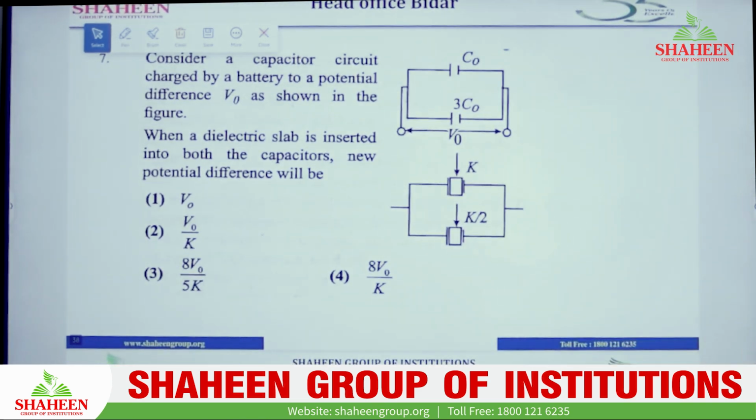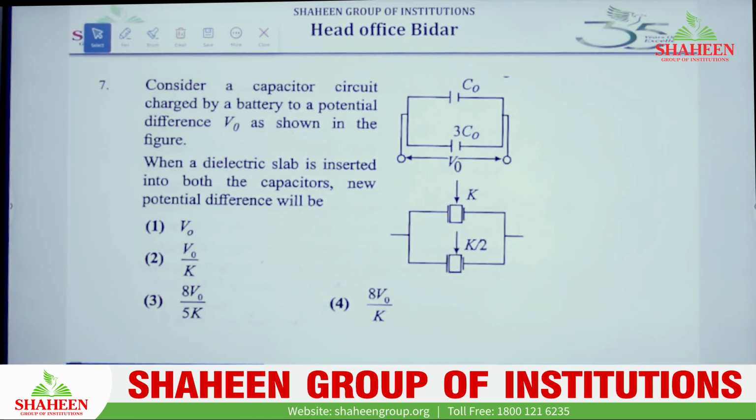Consider a capacitor circuit charged by a battery to a potential difference V0 as shown in the figure. When the dielectric slab is inserted in both the capacitors, the new potential difference will be what? When the dielectric slab is inserted, what is the new potential difference, that is being asked.